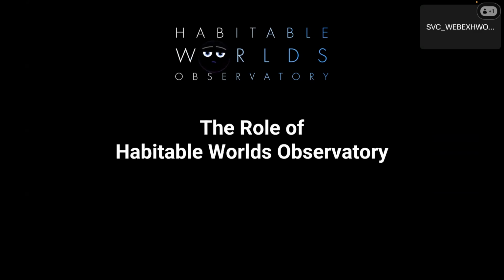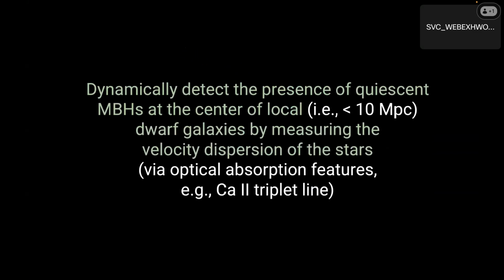Now, what's the role of the Habitable Worlds Observer? I changed the planet with a black hole. So we propose the science case to dynamically detect the presence of quiescent massive black holes. These are massive black holes, 10 to the 5 solar masses or above, that are not accreting, so they're not shining and you cannot see them in any other way, at the center of local dwarf galaxies. We do that by measuring the velocity dispersion of stars via optical absorption lines.